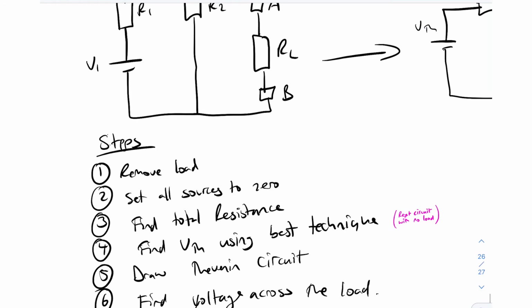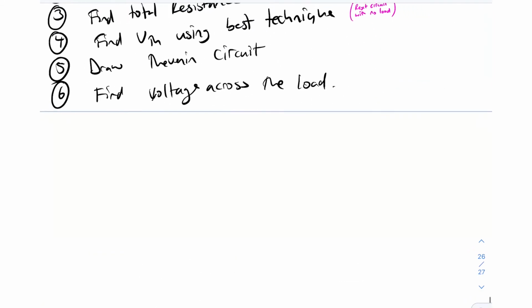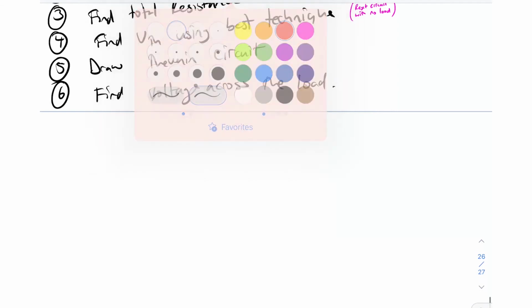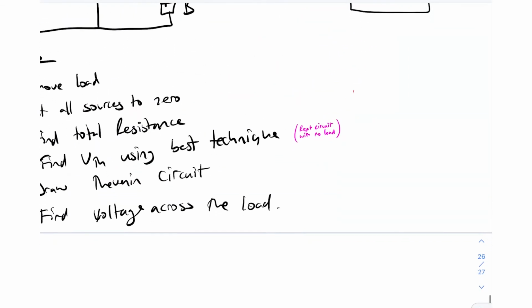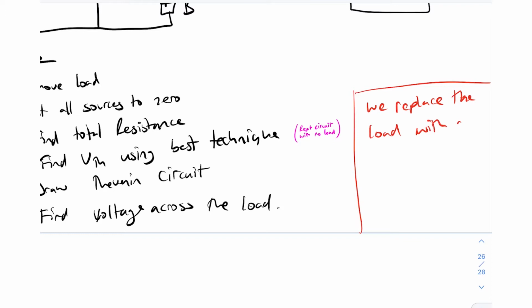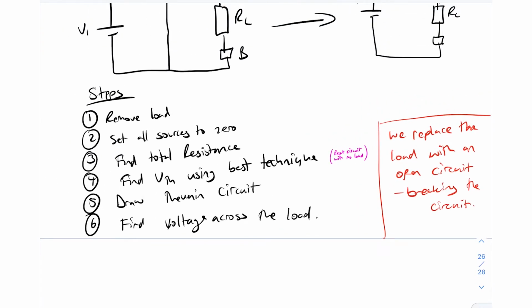Okay, so probably a key point that we need to keep in mind before we start. Let's write it over here. A key point to remember is that we replace the load with an open circuit, basically breaking the circuit. That's an important point to remember, but again, we'll come to that when we do the example, but I just want you to keep that in mind.